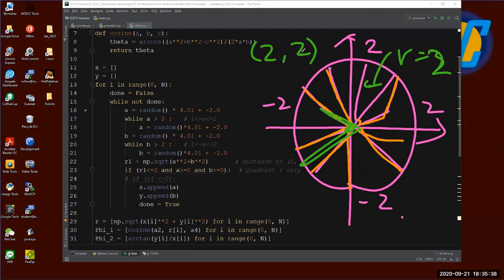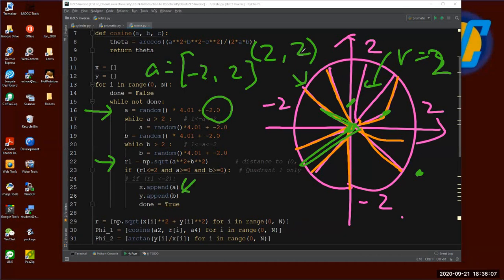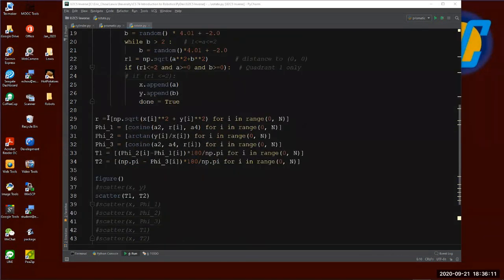So we are trying to use a random number generator to generate a number from -2 up to 2. So we generate A in this range, and B in that range as well. And we calculate: if the radius is outside this range, then we discard the point. If it is inside, we keep the point and add it to the XY list. And then we use those valid points to calculate the R and phi 1, phi 2, phi 3 based on the equations given. And we calculate theta 1 and theta 2. Theta 1 and theta 2 are converted into the degree scale.